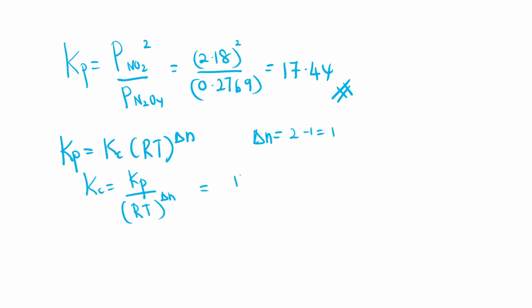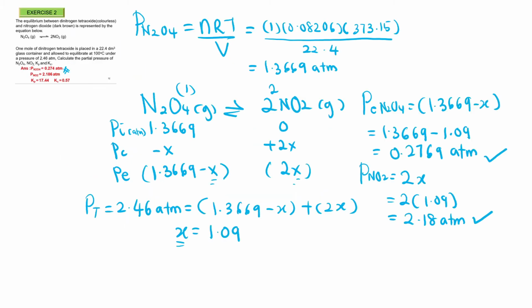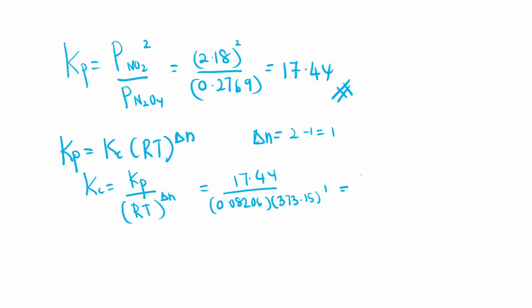So Kp kita dapat 17.44 over, okay, R is 0.08206. Okay, temperature is 373.15. Power of 1. Okay, alright. So solve for this, kita dapat, we got 0.57. Okay. Okay, so that's all for exercise number 2.